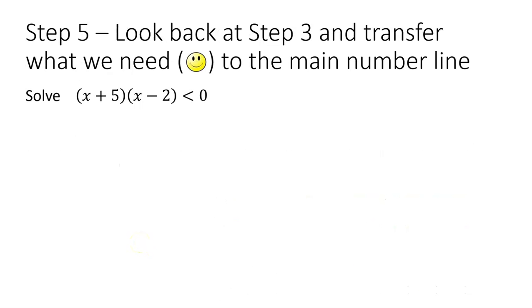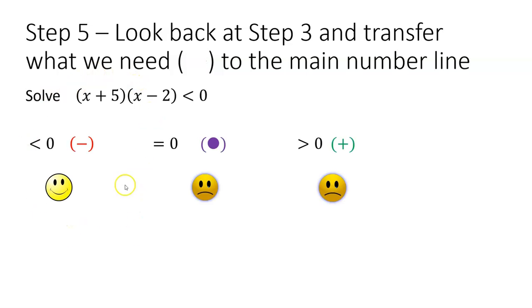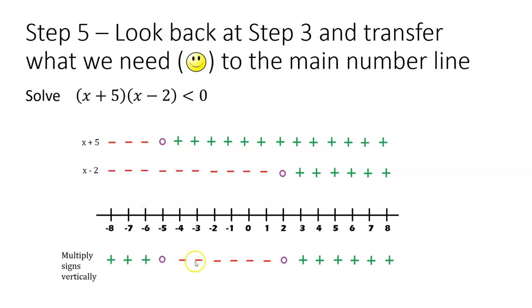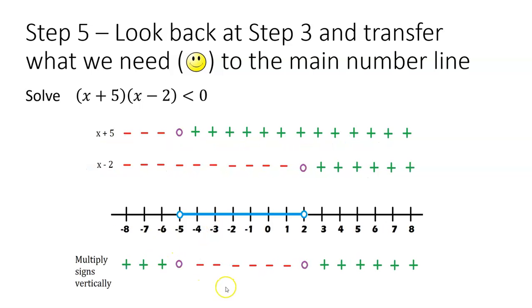Look back at step 3 to remember what we need and transfer it to the main number line. You'll recall the only thing we really care about are the negative symbols. So we need to take these negative signs and move them up to the graph, and we'll have open circles at our 0 spots, which are negative 5 and 2. So we're going to slide this section up, and there it is. What makes this true is in between negative 5 and 2, not including negative 5 and 2.